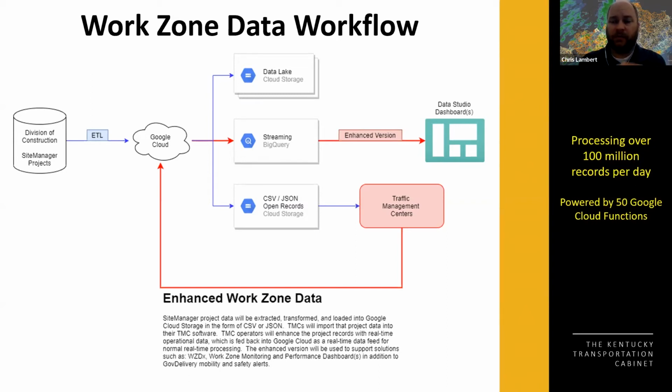So what we decided to do was we pull data from the blue line, which is the origin line, from the division of construction, and pull that into Google Cloud. We drop that in our data lake in raw form, and then we also process this through streaming, or actually drop this into a CSV or JSON. And then our traffic management center picks this up in their software. They enhance this with operational data like right lane closed, left lane closed, et cetera. Then that gets pulled back into Google Cloud, processed against our linear referencing system, and then goes out to dashboards and other visualizations and analytic tools that we may have.